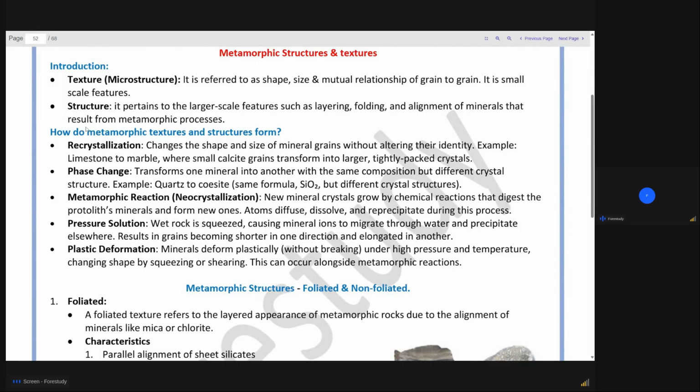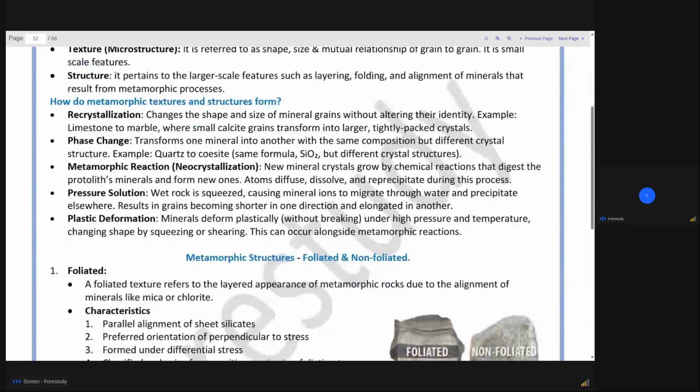So one is recrystallization. Recrystallization means due to alteration of the pressure and temperature on a certain rock, the minerals get recrystallized. That means they change their mineral to mineral relationships. They change the shape and size of mineral grains without altering their identity. Sometimes they will form a different polymorph. Recrystallization is just that the old mineral will still be intact there, but it will change its form, associated with the pressure and temperature that has changed.